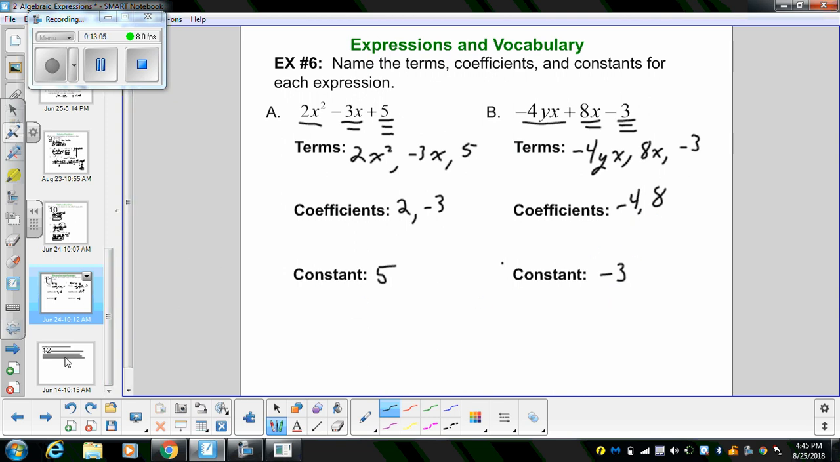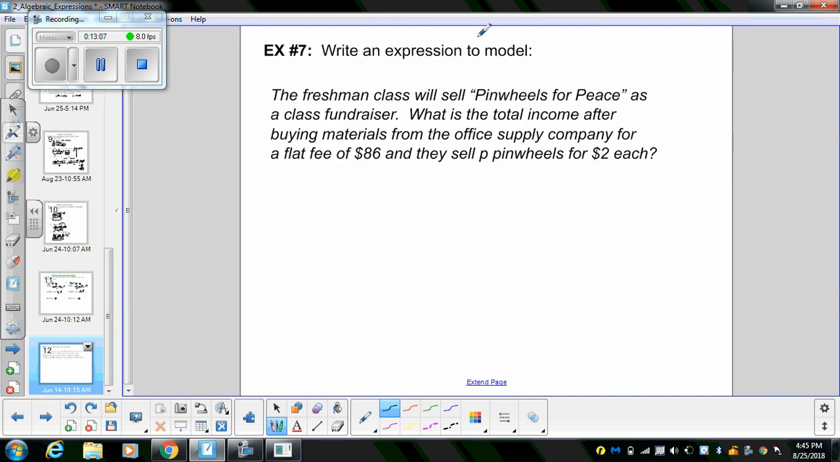Alright, so last example. So we're going to write an expression to model. The freshman class will sell pinwheels for peace as a class fundraiser. What is the total income after buying materials from the office supply company for a flat fee of $86? So we know we had to spend 86 bucks. So would we be adding that to something or subtracting that from something? Hopefully you said subtracting. Right? So we're taking 86, we're spending it. That's negative 86 bucks that we no longer have.